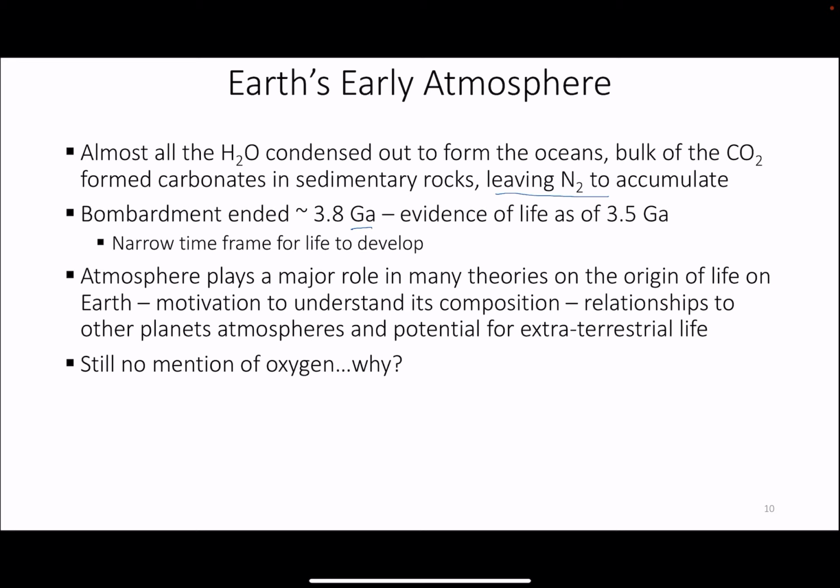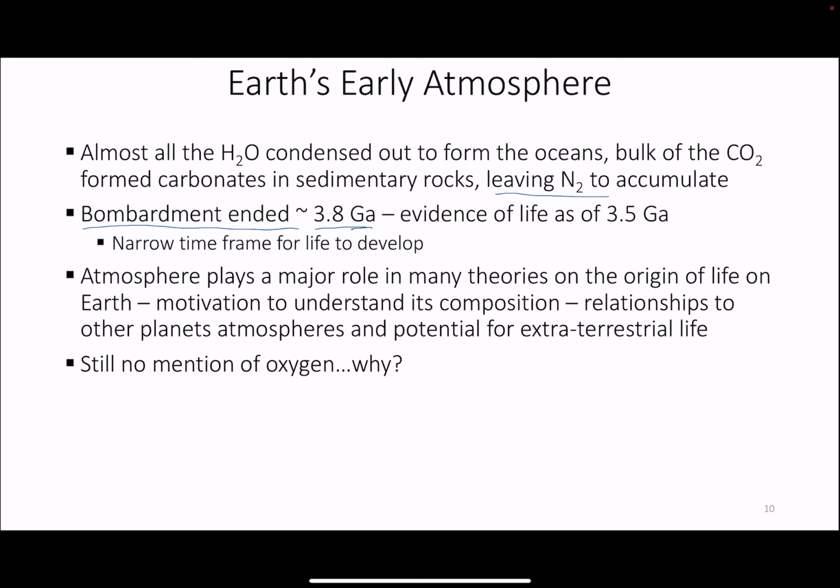This massive bombardment ended about 3.8 billion years ago. That's what the Ga means here, billions of years ago. And there's evidence of bacterial life as early as 3.5 billion years ago, which is actually a pretty narrow time frame for life to develop, because it's possible that life could have developed before this time, but this bombardment would have completely vaporized everything, and so there's no way it would have persisted. So once this bombardment ended, it didn't take long before we can see there's evidence of life.